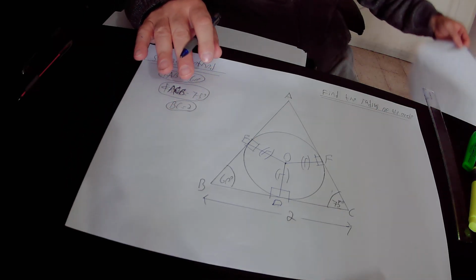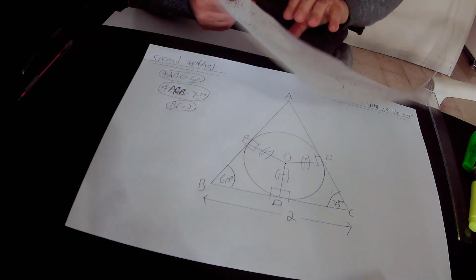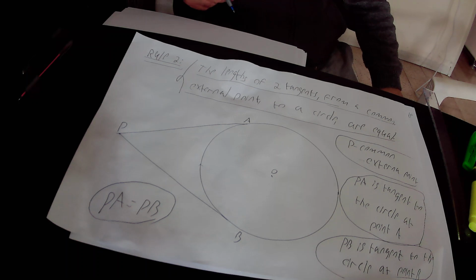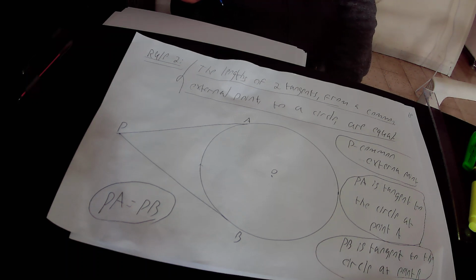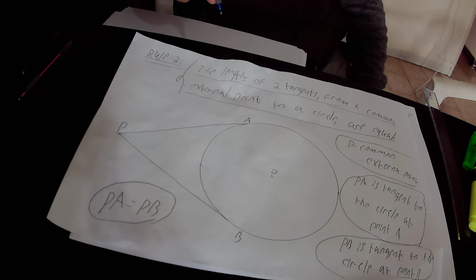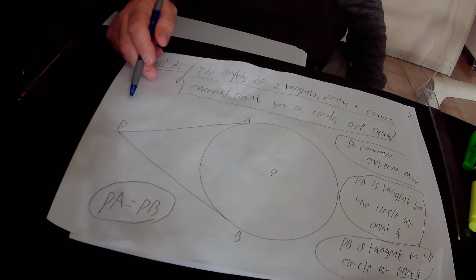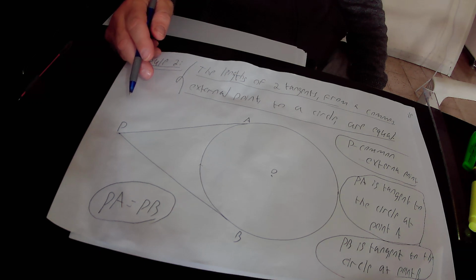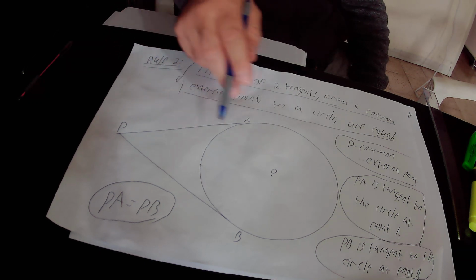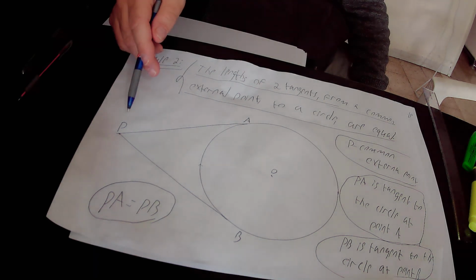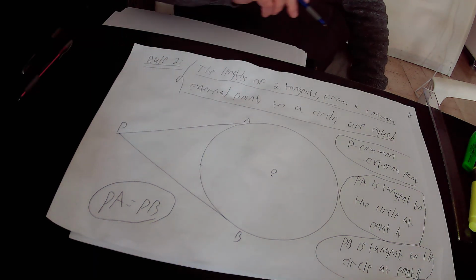A bit quickly on rule number 2. According to rule number 2, the lengths of two tangents from a common external point to a circle are equal. We have a circle and a common external point P. From P, we have two tangents to this circle, tangent PA and tangent PB. According to rule number 2, they are equal to each other. That is to say, PA equals PB.